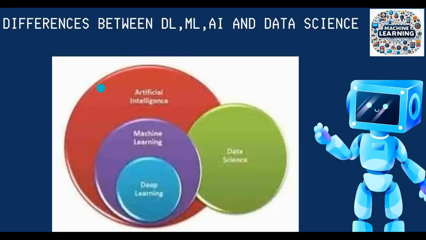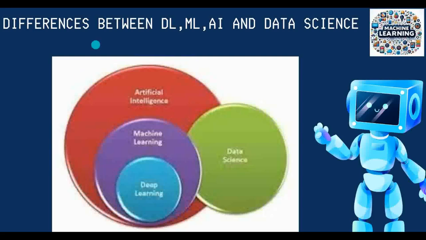Next, the difference between DL, ML, AI and data science. DL means deep learning, ML means machine learning, AI means artificial intelligence. When we talk about AI, there are basically two types: strong AI and weak AI. Weak AI is a machine which performs some specific task, and strong AI works on things like computer vision and voice recognition.